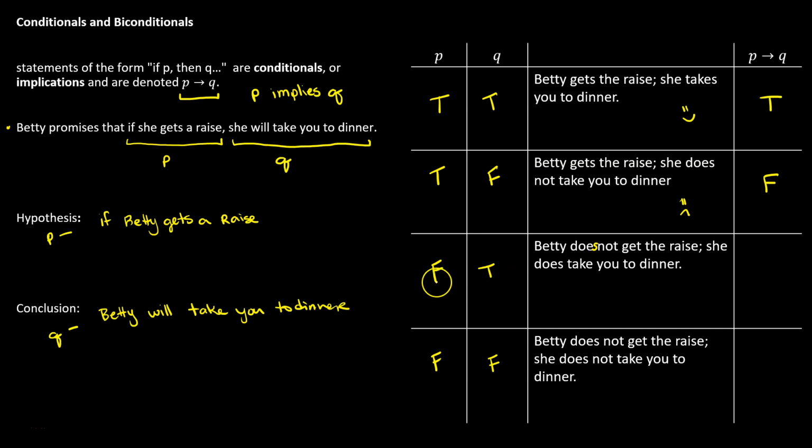If you don't meet the hypothesis at the beginning and she takes you out to dinner still, did she actually break her promise? No, she didn't break her promise. So although the hypothesis is false, we're going to say that the implication is still true. Almost to say she kept her promise, or to be more accurate, she didn't break her promise.